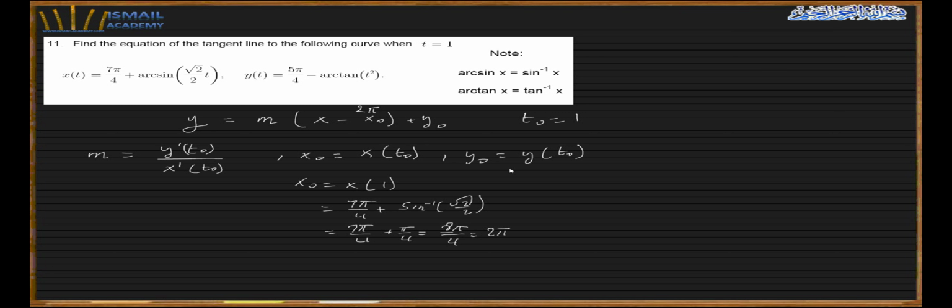I do the same thing for y0. This is going to be 5 pi over 4 minus tangent inverse of 1 squared, which is 1, and tangent inverse of 1 is pi over 4. So it's going to be 5 pi over 4 minus pi over 4, which is 4 pi over 4, which is just pi. So y0 will be pi.